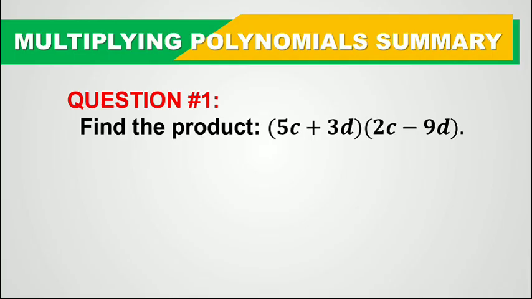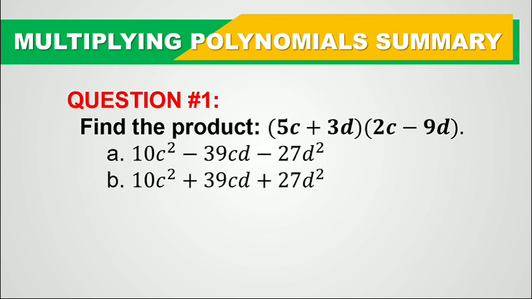What is the product of 5c plus 3d times 2c minus 9d? Is it letter A, 10c squared minus 39cd minus 27d squared? Or letter B, 10c squared plus 39cd plus 27d squared? Or letter C, 10c squared minus 39cd plus 27d squared?